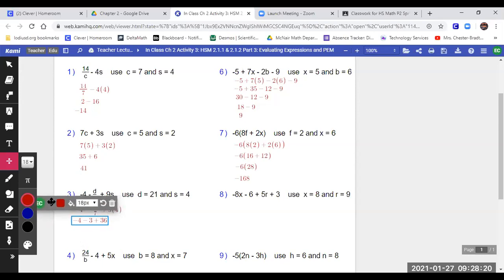Now we have to go do our adding and subtracting. Okay, I see a -4 with a -3. So what do I have? -7. Because they're both the same, we add them and keep that sign. And then it says that I have to add 36 to it.